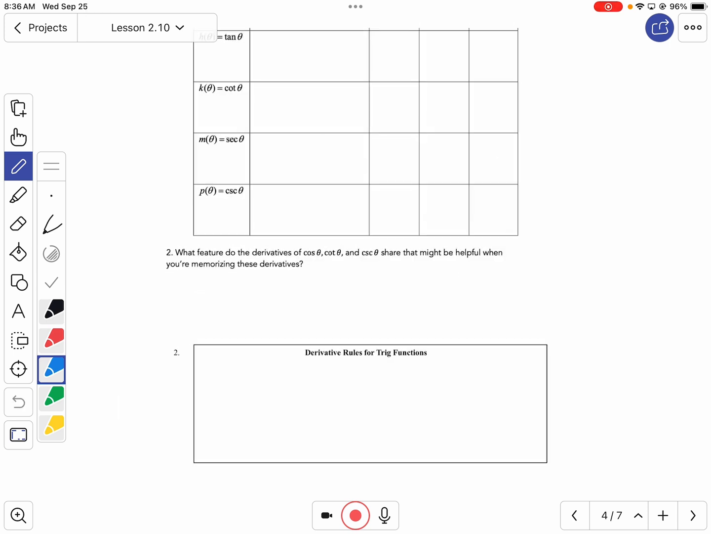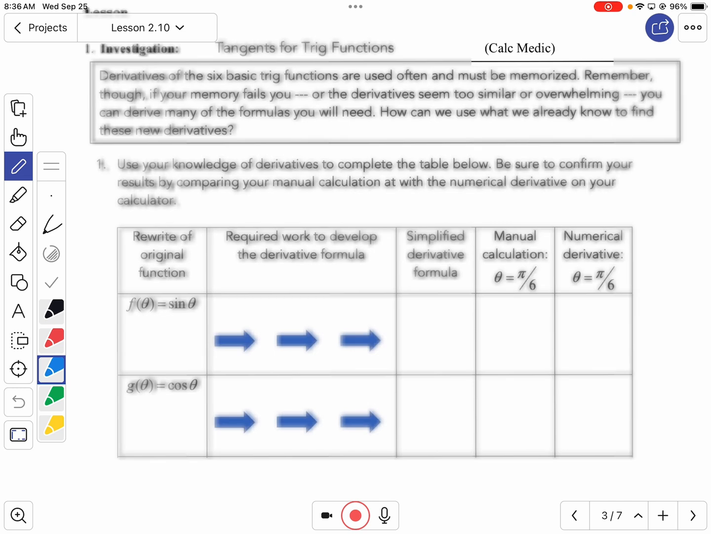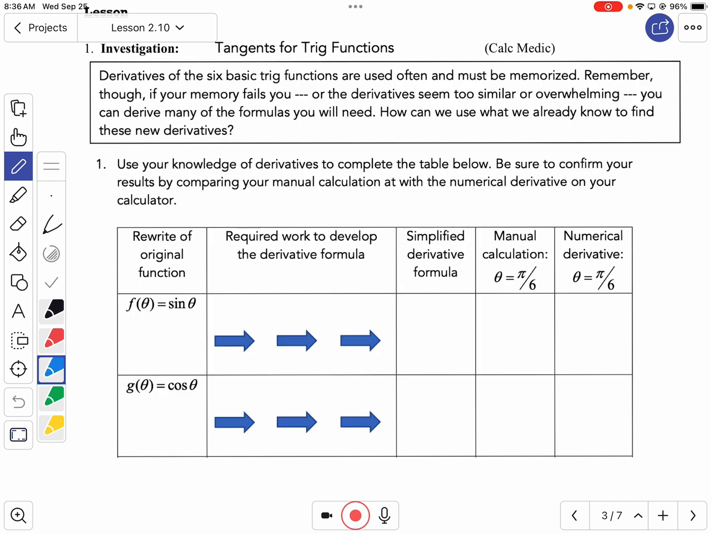It goes page 1 and page 2. So just 2 questions, but it asks you to kind of derive some things. It's going to ask you to do a manual calculation and then to also do some numerical derivatives with your calculator. So let's take a second and work through this chart with your table mates.